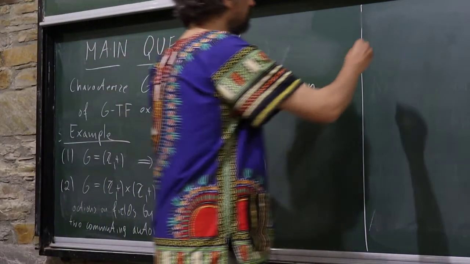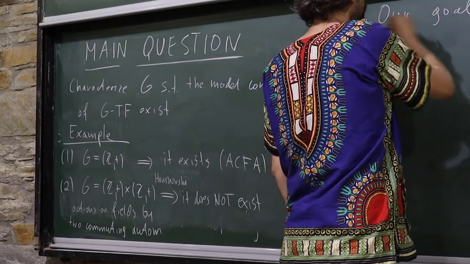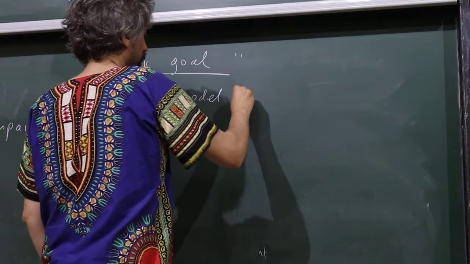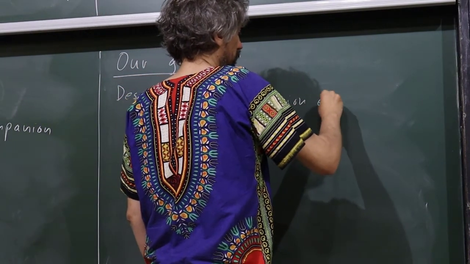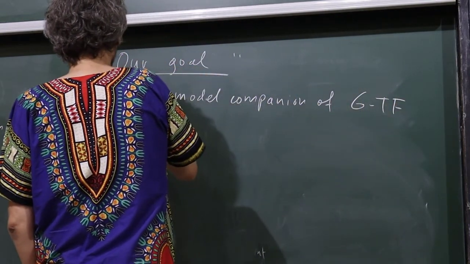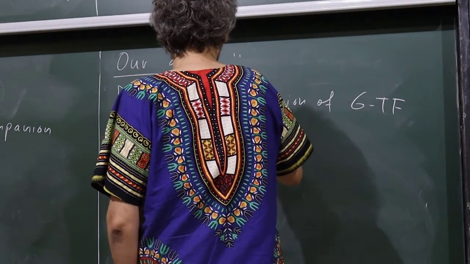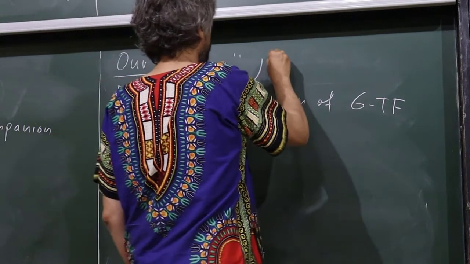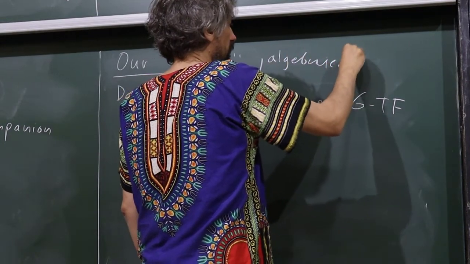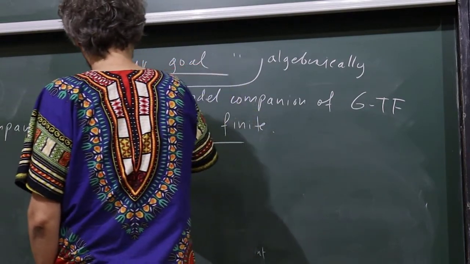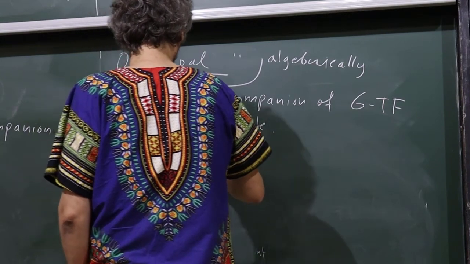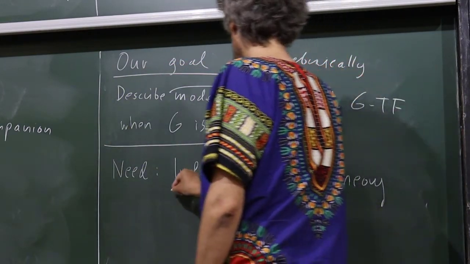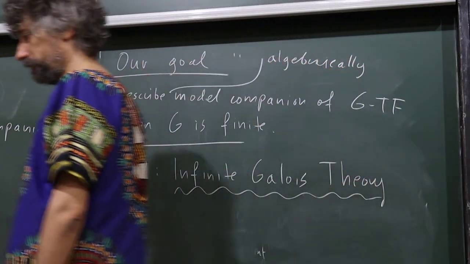So our goal: describe the model companion of GTF. It exists when G is finite. Then it has actually a nice algebraic description, so I will focus on the algebraic description. And for this, we will need infinite Galois theory. So I think next week I will talk about infinite Galois theory.